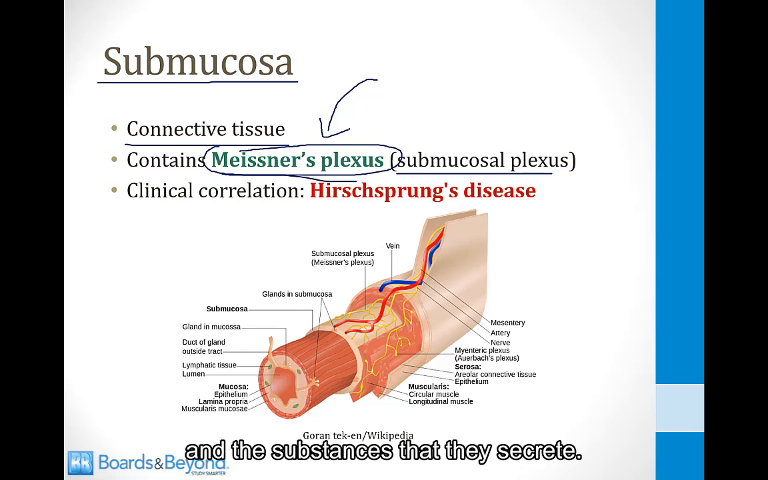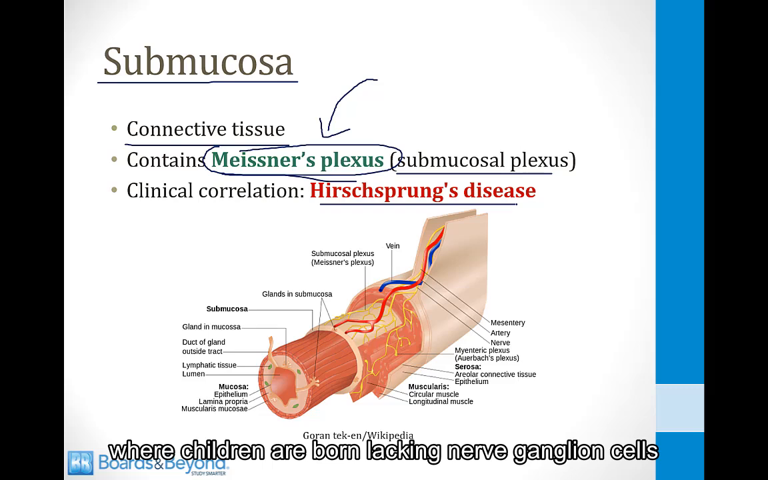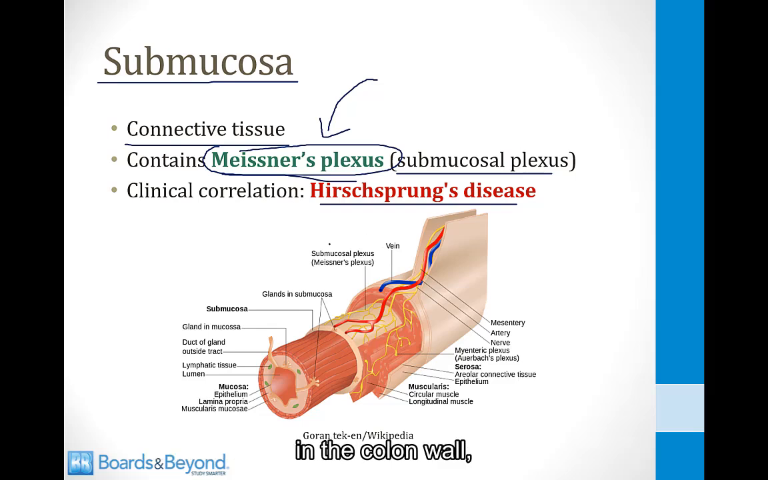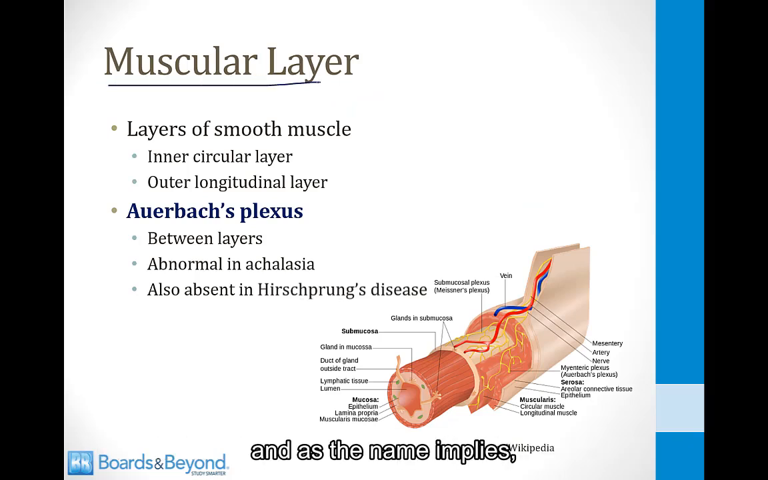The nerve cells of Meissner's plexus have a lot of influence over the epithelial cells in the mucosa and the substances that they secrete. And in the video on intestinal disorders, I talk about Hirschsprung's disease, which is a disorder where children are born lacking nerve ganglion cells of the colon wall. And so one of the things that children are missing in their colon wall when they have Hirschsprung's disease is Meissner's plexus.